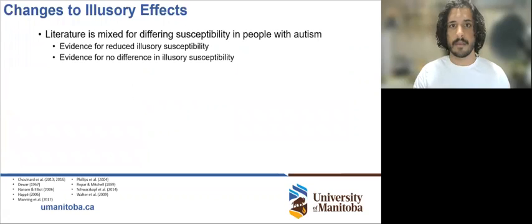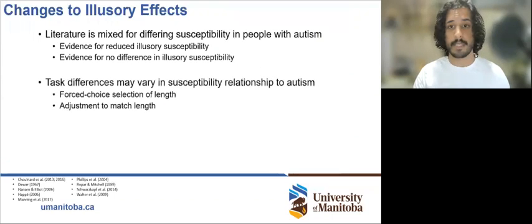For example, the autism and illusion literature is mixed, with some studies claiming autism correlates with a decreased susceptibility to certain illusions, but not to others, and still other studies report no differences. Thus, the question remains, does autism affect illusion susceptibility?